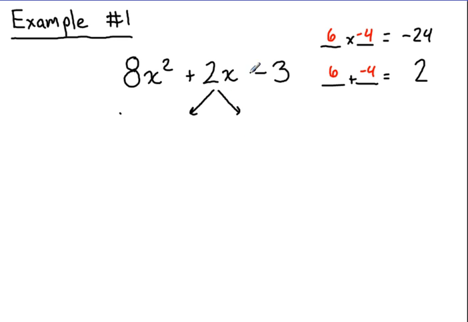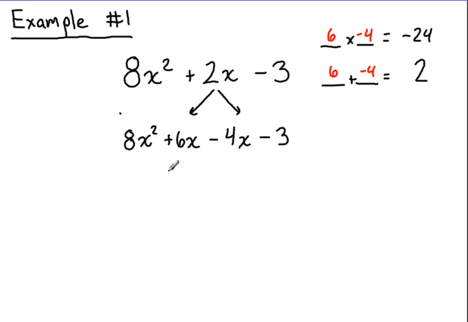Instead of writing plus 2x, we're going to write our linear term as two terms. We're going to use plus 6x, the 6 from our number 6 we came up with, minus 4x, the minus 4 from the negative 4 as our second number. The rest of the polynomial we can just leave the same, just copy it down.